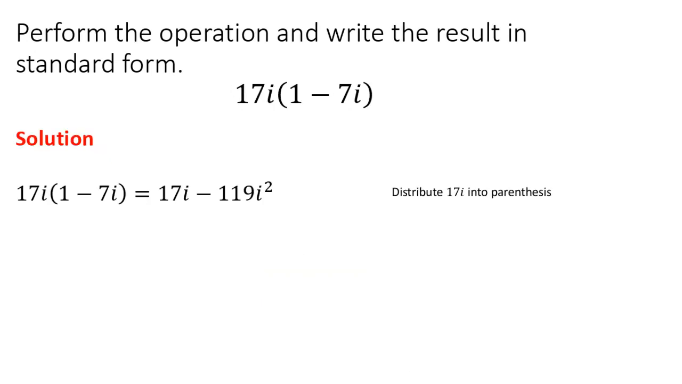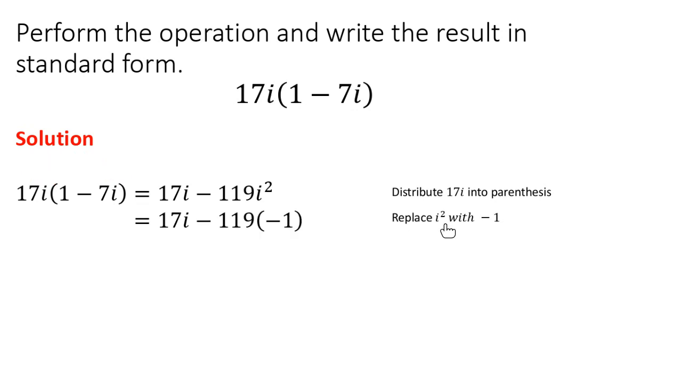Okay, was that the same one? No. Okay, so the next one, if we're multiplying 17i times 1 minus 7i, first we're going to distribute 17i into the parentheses. So we have 17i times 1 and 17i times negative 7i. So we end up with 17i minus 119i squared.